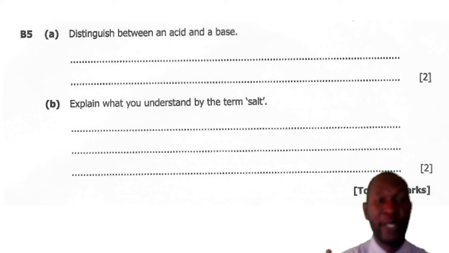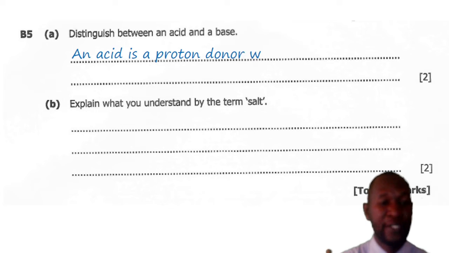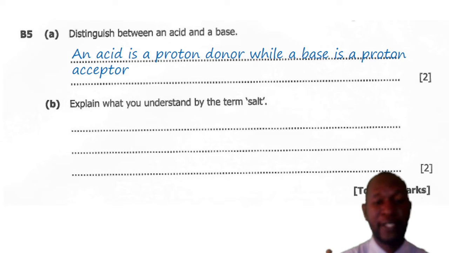B5, part A, distinguish between an acid and a base. So the difference between an acid and a base is that an acid is a proton donor, while a base is a proton acceptor. Part B, explain what you understand by the term salt.